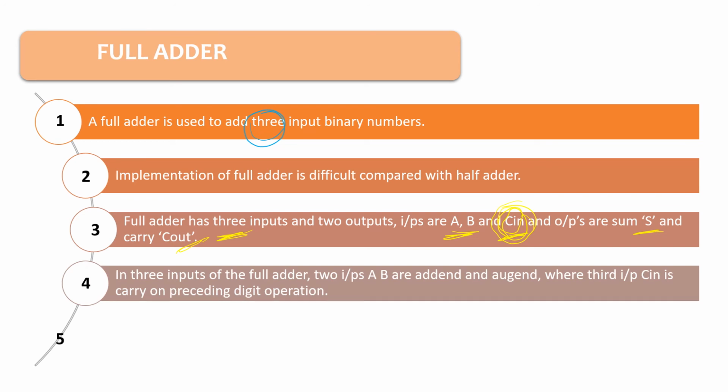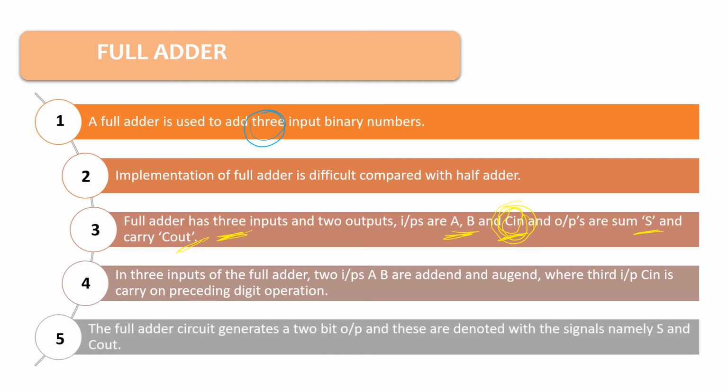The fourth point says that in the 3 inputs of the full adder, 2 inputs A and B are ANDed, and the third input is C in, the carry from the preceding digit operation. Fine, it's simple. And the last point says the full adder circuit generates 2-bit outputs, and these are denoted with the signal names sum and C out, which we will see in the circuit.